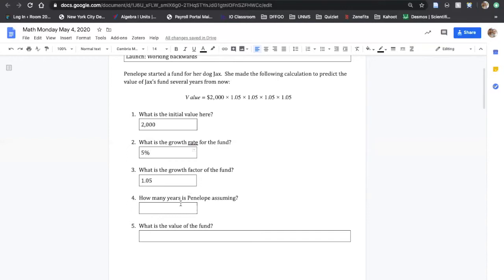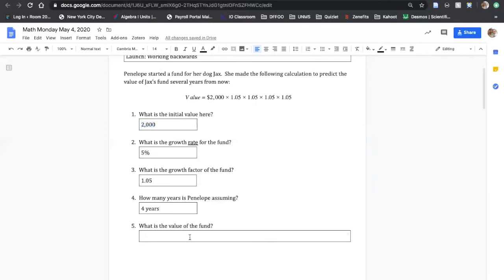Now, the next thing says, how many years are we actually talking about here? So in this scenario, I see that I started out with $2,000. I multiplied by 1.05 once, twice, 3 times, 4 times. So I'm going to assume that this is happening per year. So this looks like 1 year, 2 years, 3 years, 4 years, all right? So that number there is going to represent the value of Jax's investment of $2,000 with a 5% growth rate over a 4-year period, right?